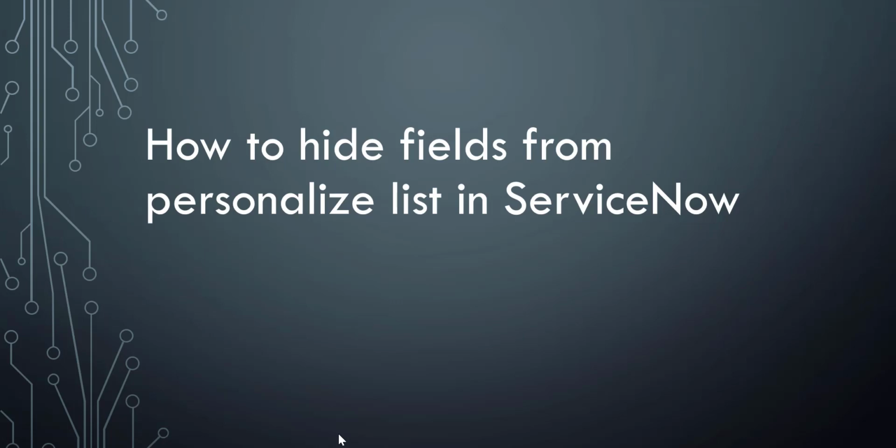I'll tell you what happens. When you extend a table, like you have created a custom table, or you might extend the contract table or any other table, you will get a requirement that you don't want irrelevant fields in the personalized list for some specific users. For that time we have to hide the fields from the personalized list. So how to hide that? We'll write some field ACLs.